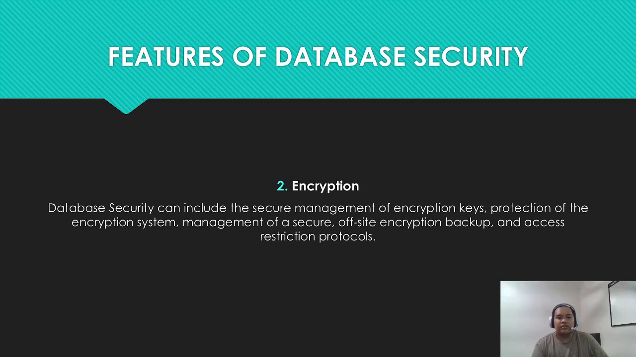So the next feature of database security is encryption. Database security can include the secure management of encryption keys, protection of the encryption system, management of the secure offsite encryption backup, and access restriction protocols. Encryption refers to the coding or scrambling of the data so that humans cannot read it, and just computers can read it. Encryption is also used to protect highly sensitive data such as identification numbers, card numbers, etc.